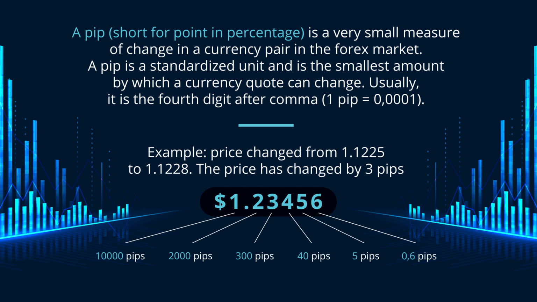Terminology usually is used to simplify the language. So instead of saying the price of Euro USD has increased yesterday from 1.1225 to 1.1228, which is a pretty long sentence to say, you can simply say that the Euro USD became more expensive by 3 pips. As you can see, it's much easier.